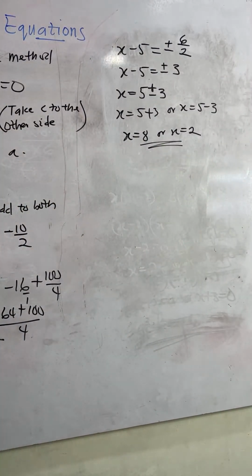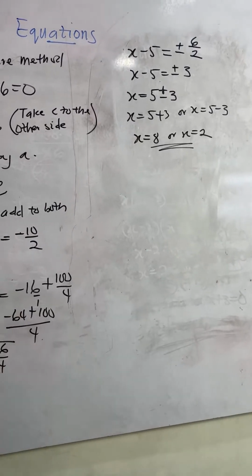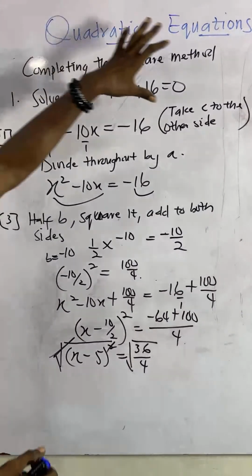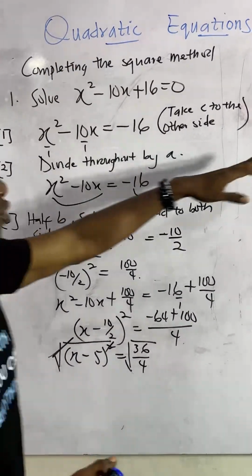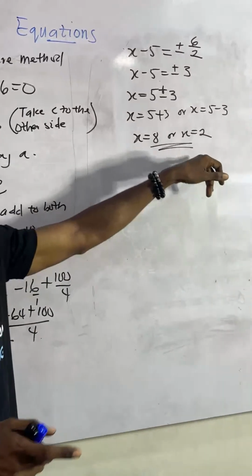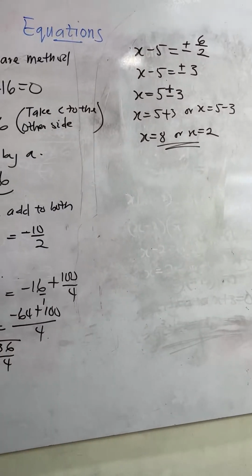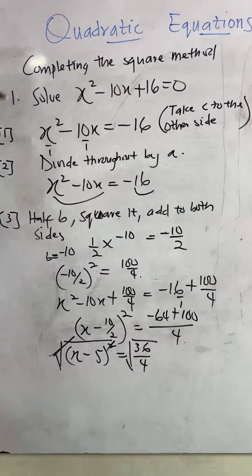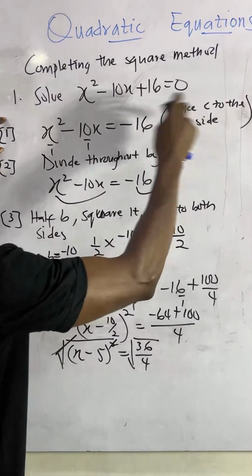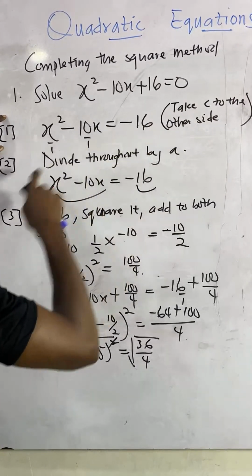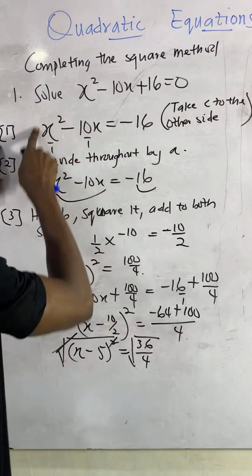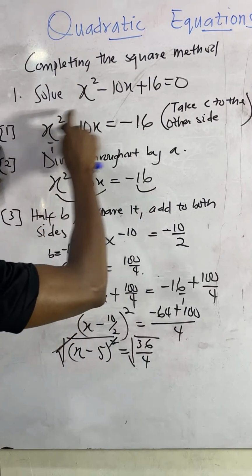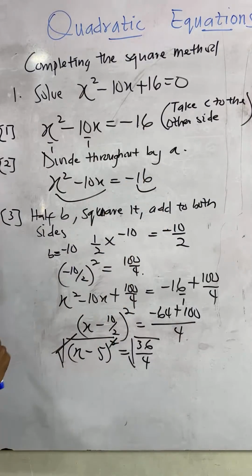It appears long, but you are very sure you are getting an answer. So let's do a recap quickly. In the completing the square method, if you remember, we solved this question earlier. We got 8 and 2. This is our equation. The first thing to do is to take c to the other side. The next thing to do is to divide throughout by a. In this case, a is 1, so it didn't affect what we had.